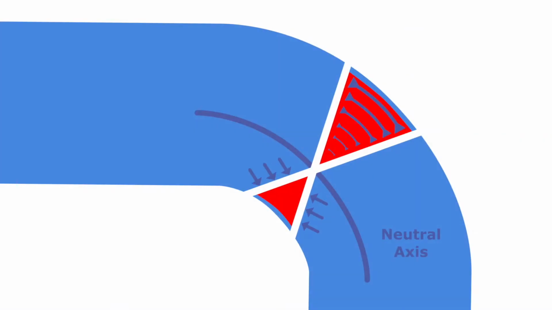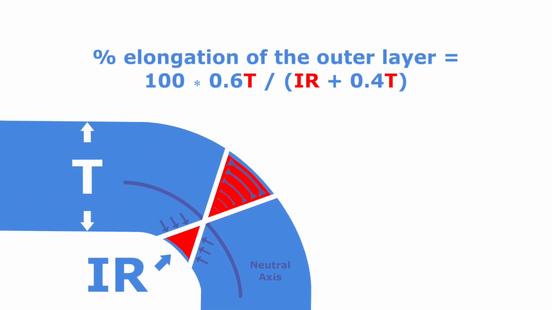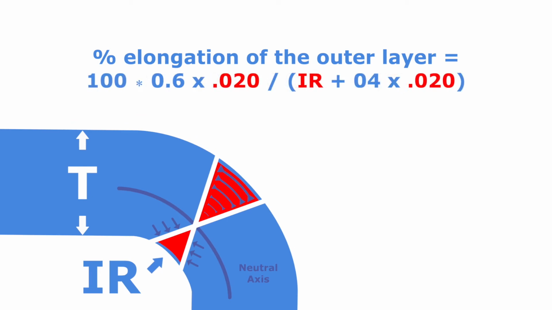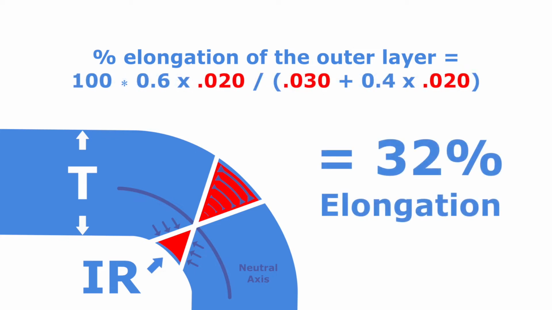It is important to know the amount of stretching that takes place at the outer layer of metal being fabricated, as this stretching is what the paint experiences during fabrication. It is a simple matter to perform this calculation, knowing the thickness of the metal T and the inner radius of the bend IR. For example, assume a painted metal thickness of 0.020 inches and an inner bend radius of 0.030 inches. The percent elongation would be calculated as shown here.